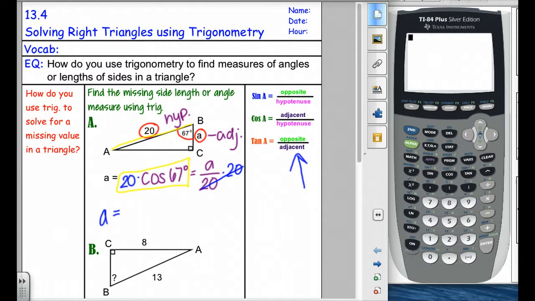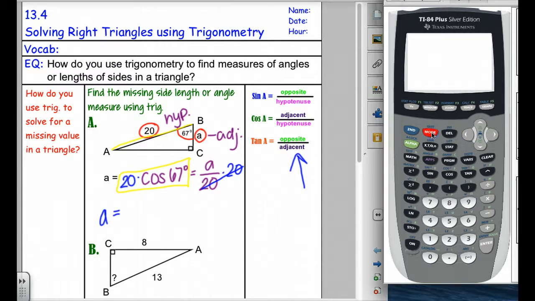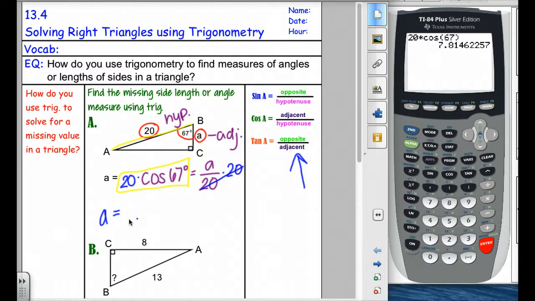So now I'm going to click on my mode. I see mine's in radians, so I'm going to arrow down, arrow over to degree, and hit enter. Now it's on degree, and I'm going to clear out of there and exit, which would be second mode to quit. Now I'm in degree mode, and I'm going to do 20 times the cosine of 67 degrees. I can close out my parentheses if I wish, although it's not necessary. I hit enter, and I get that A is approximately 7.8.